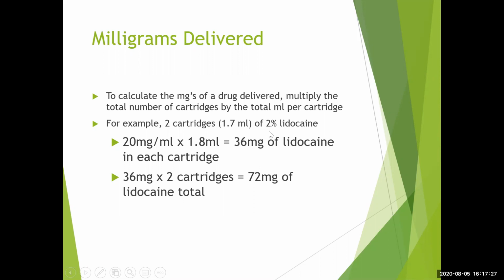going to calculate that a 2% formulation is 20 milligrams per milliliter. You're going to multiply that by the size of the cartridge. So remember, we always use 1.8 milliliters if we have a cartridge that's labeled 1.7 milliliters. So 20 times 1.8 equals 36 milligrams of lidocaine in each cartridge. So remember, we gave 2 cartridges, and there's 36 milligrams of lidocaine in each cartridge. So we just take our 36 milligrams of lidocaine, multiply that by 2 cartridges, and that tells us that we gave this patient 72 milligrams of lidocaine.